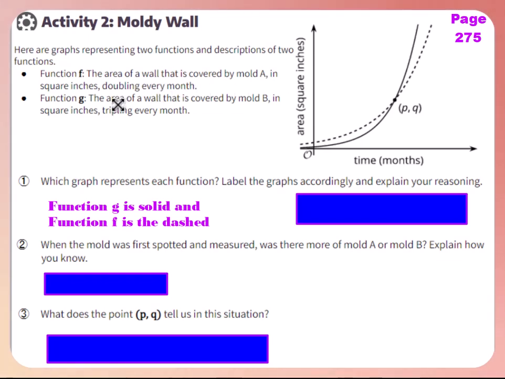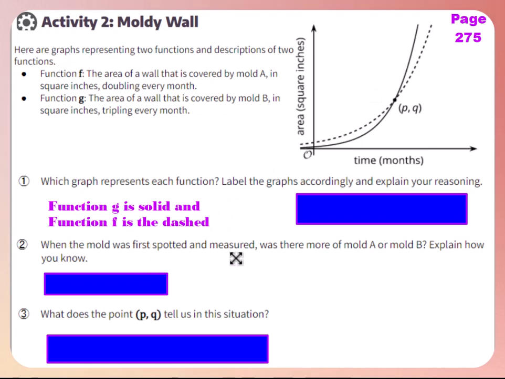Then function g. Function g is tripling. Let's look at that for a minute. Doubling, function f. Function f is the dashed. All right, so that's it. I had it backward. Function f is doubling, so that's going to be the dashed one. It's not going to increase as rapidly. Function g is tripling. It's going to go up steeper.